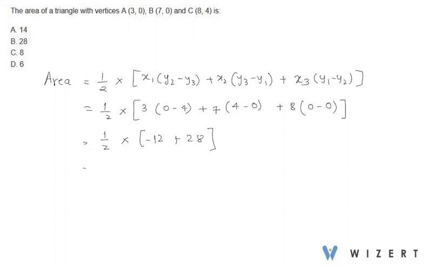So that is equal to, let's see, half into 16, which is equal to 8 square units. So we got the area as 8 square units. Answer is option C.